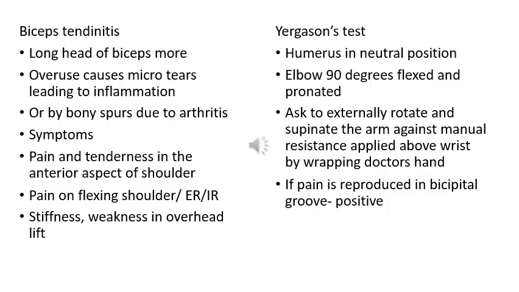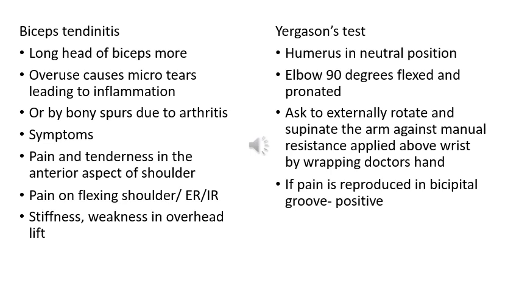The next condition is biceps tendinitis, or bicipital tendinitis. The tendon of the biceps muscle is inflamed. The biceps has a short head and a long head, and the long head is involved more here. Overuse can cause micro tears in the fibers and lead to inflammation in the tendon. Or if any bony spurs are present due to arthritis in that area, they can rub against the tendon and cause micro tears.